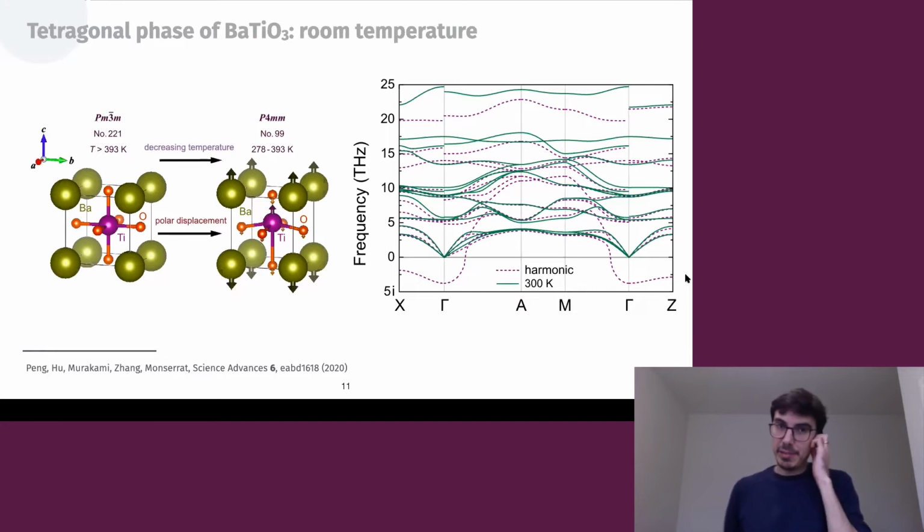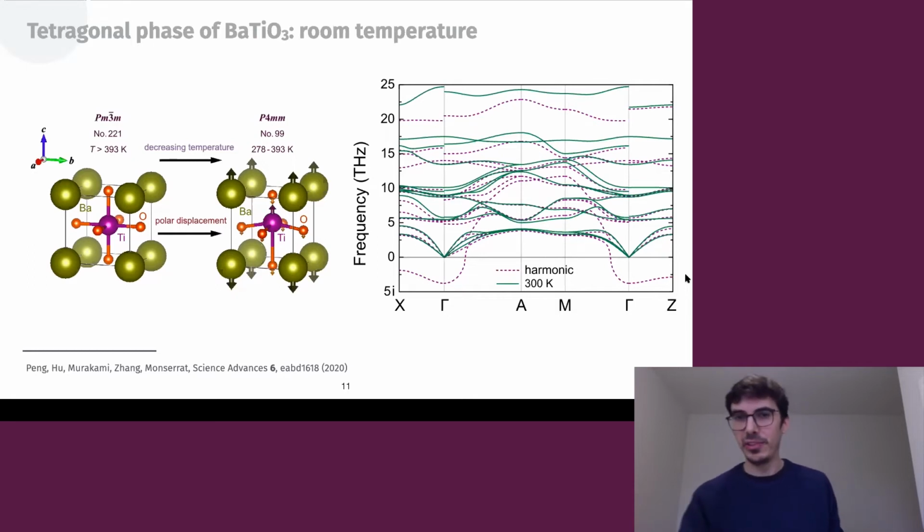But this tetragonal structure does exist in the temperature range around room temperature. And the reason for that is because of anharmonic vibrations in the system. So if you repeat the phonon calculation at 300 Kelvin, including anharmonic vibrations, then you get the green curve, which are indeed stabilized.